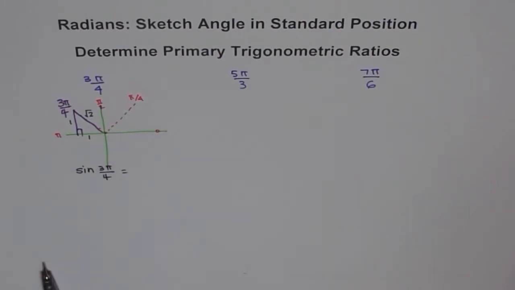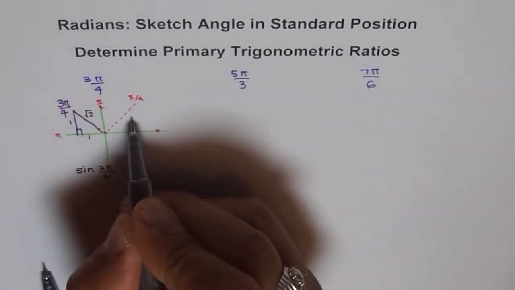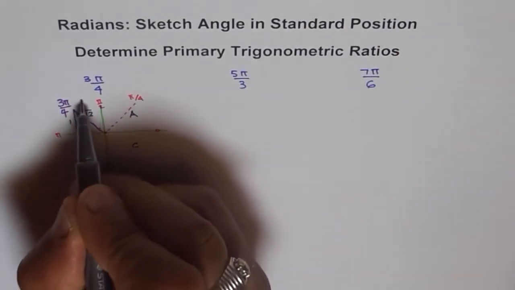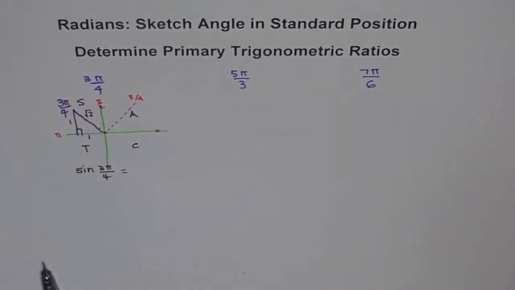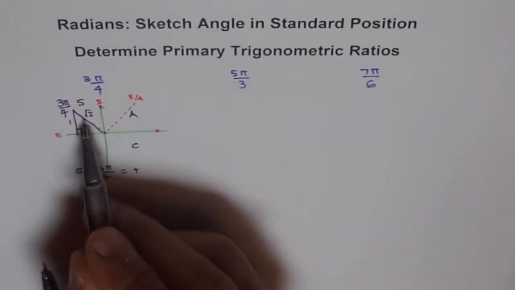First, do you remember the CAST rule? Correct. The rule says cos will be positive here, all will be positive here, and in this quadrant sine will be positive, and here tan will be positive, correct? So for sine, we have positive because it is in quadrant 2, right?